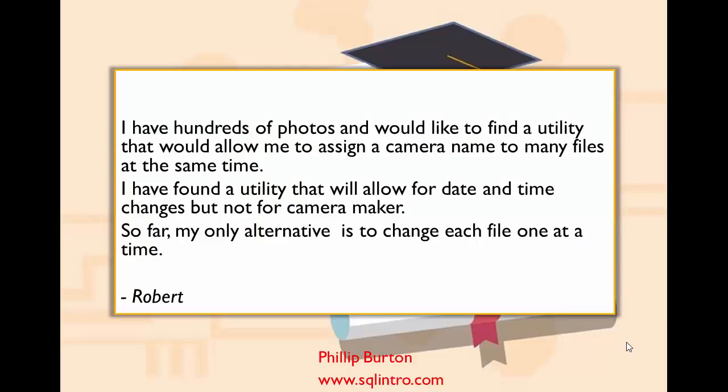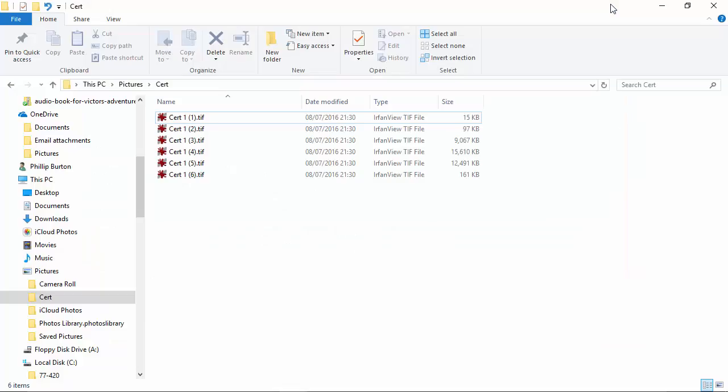I have hundreds of photographs and would like to find a utility that would allow me to assign a camera name to many files at the same time. I found a utility that will allow for date and time changes, but not for camera maker. So far, my only alternative is to change each file one at a time. Well, thank you very much for your question, Rob. And there is indeed a way.